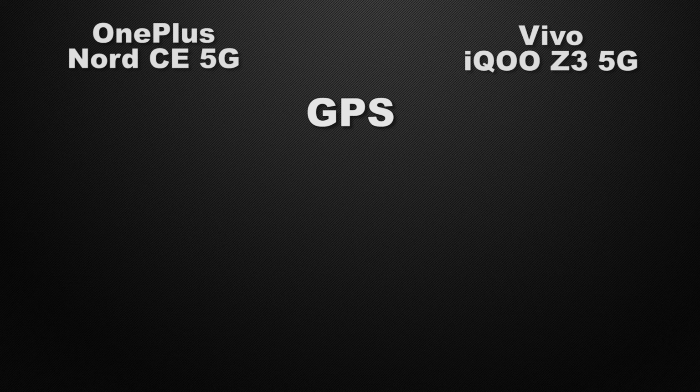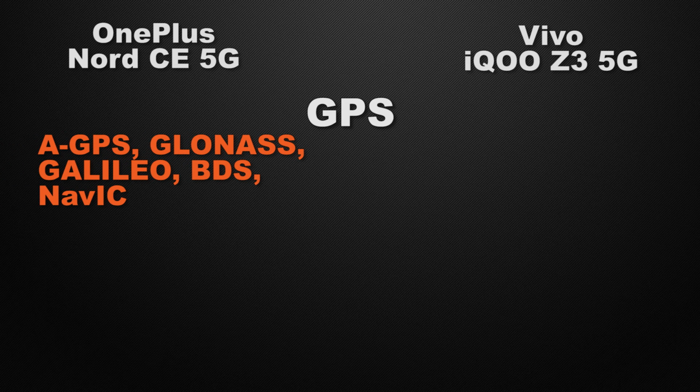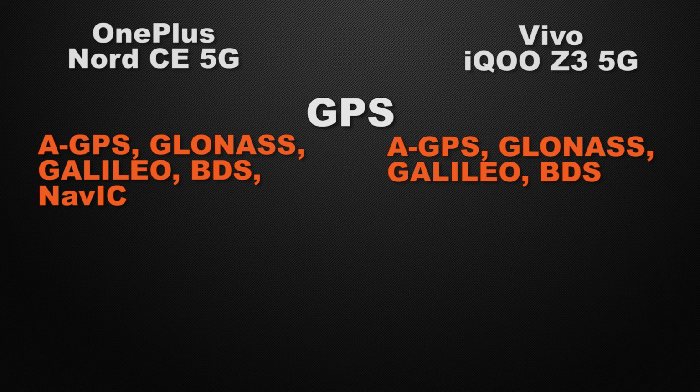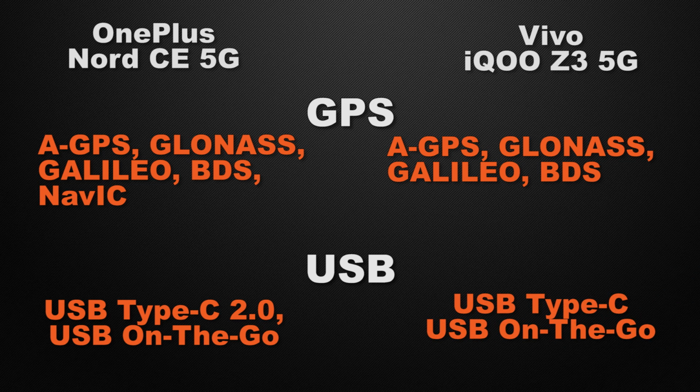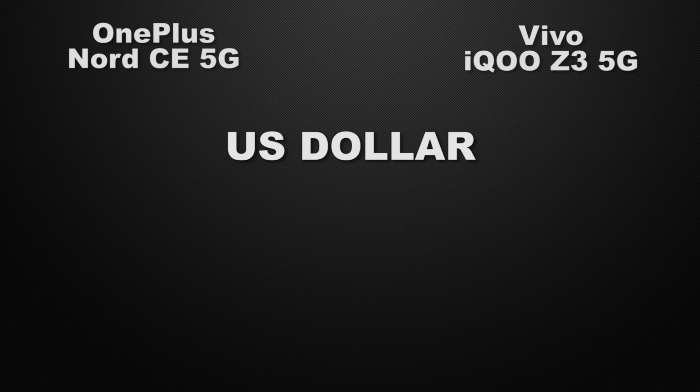Let's talk about the positioning chips in the devices. Nord has AGPS, GLONASS, Galileo, BDS and Navic, whereas Z3 has AGPS, GLONASS, Galileo and BDS. So the winner here is Nord because it has the Navic chip. And about the USB connectivity of the devices, Nord has a second gen Type-C connector with OTG support, whereas iQOO Z3 has a second gen Type-C connector with OTG support. So it's a tie.